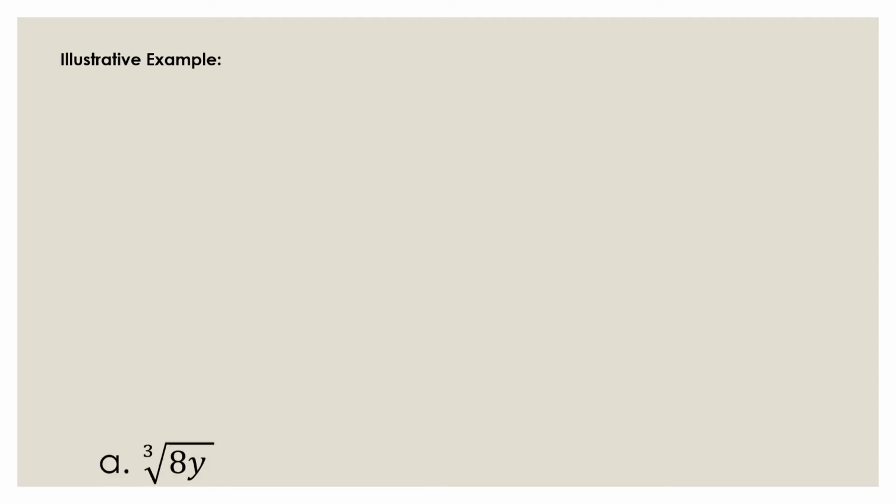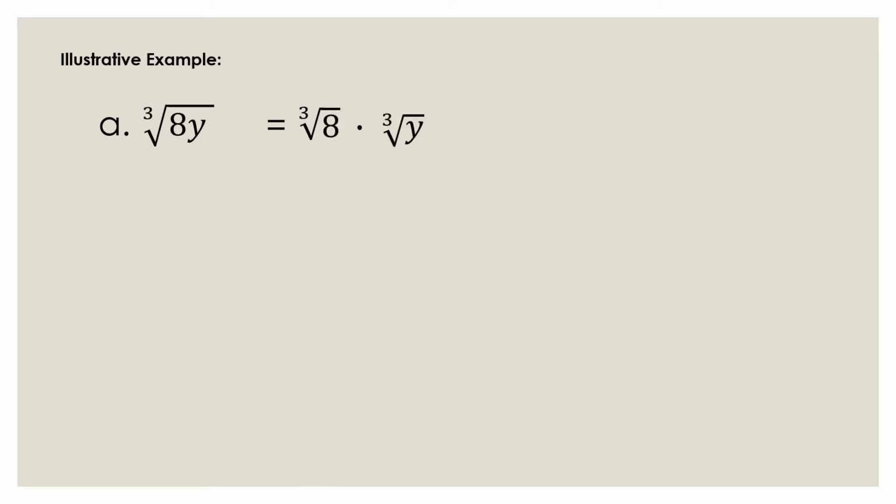And here's an illustrative example. We have here letter A, the cube root of 8y. So the cube root of 8y is equal to the cube root of 8 times the cube root of y. And we can simplify the cube root of 8 as 2, times the cube root of y. Therefore, the cube root of 8y is equal to 2 cube root of y.